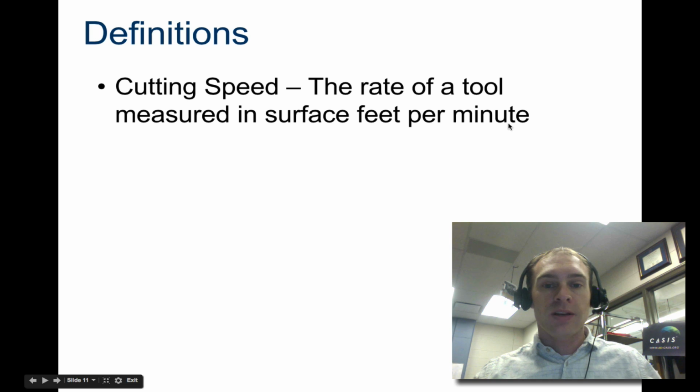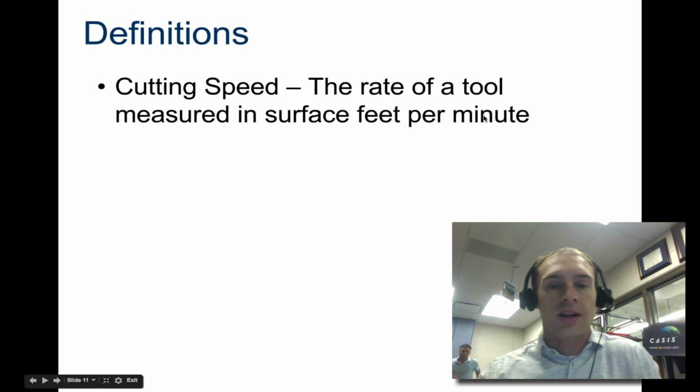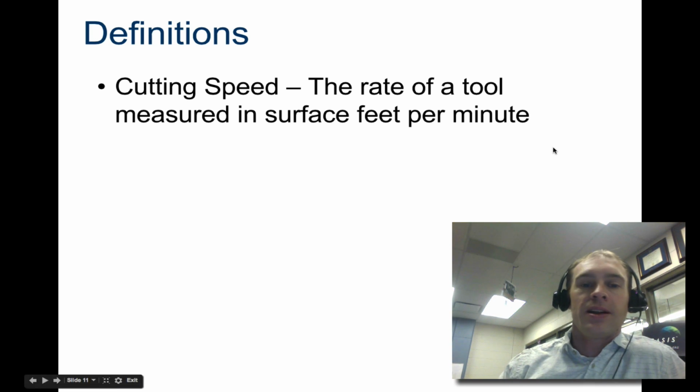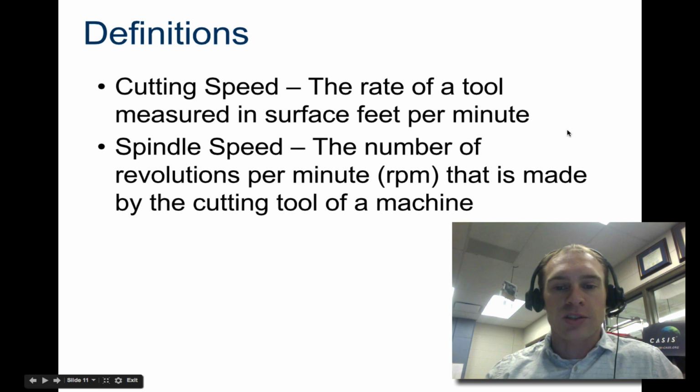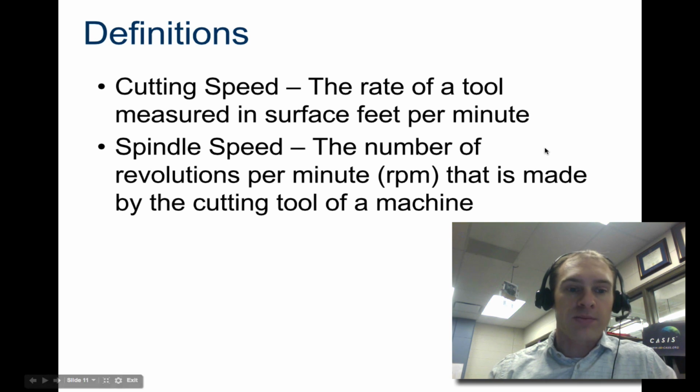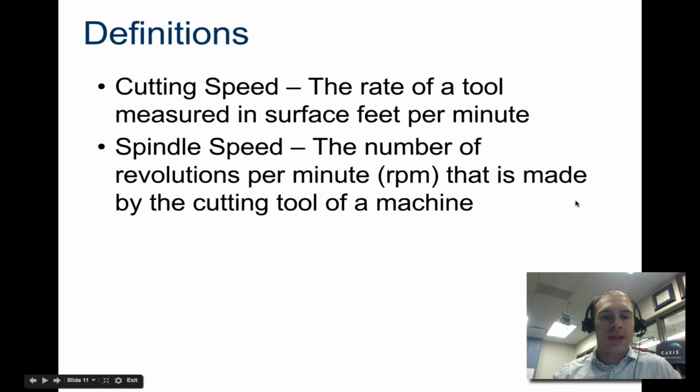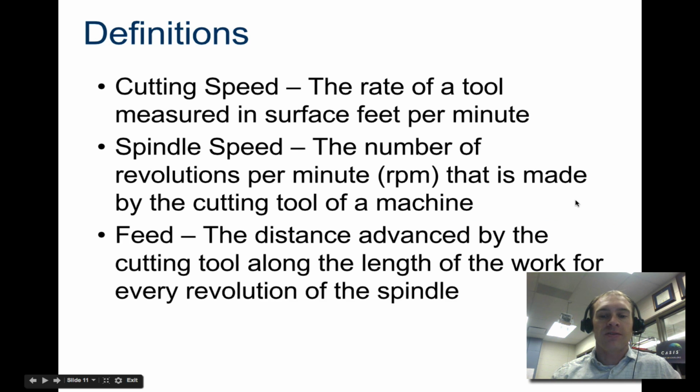First thing is cutting speed. You should define this as the rate of a tool measured in surface feet per minute. Spindle speed is a number of revolutions per minute, or RPMs, that is made by the cutting tool of a machine. And then feed speed is the distance advanced by the cutting tool along the length of the work for every revolution of the spindle.